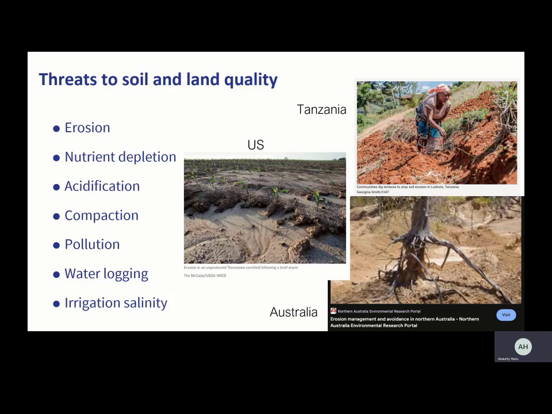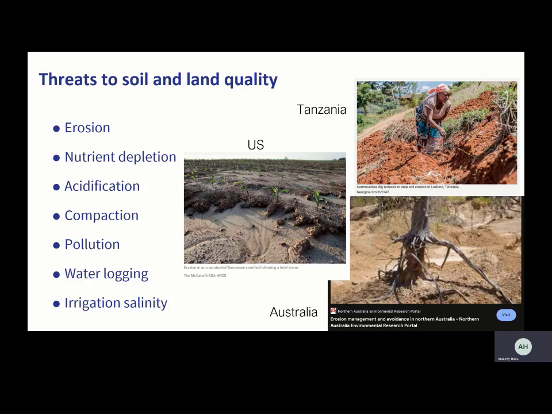So if you look at the US picture here in the middle, then what you see is it's farmland because corn is being grown, but the land is being washed away. And it's the same with the tree here that has lost its soil because of erosion. So soil degradation is a problem in many parts of the world. This is just a visual demonstration of that, but erosion, water and wind, is a serious threat to soil.